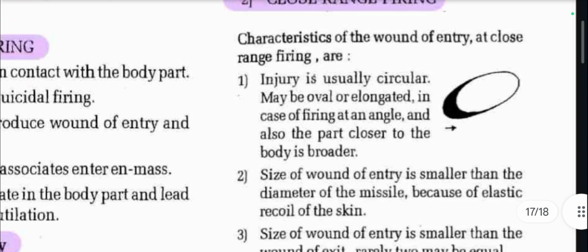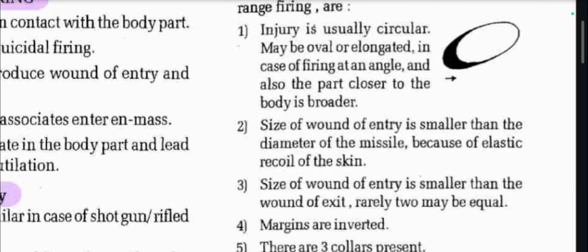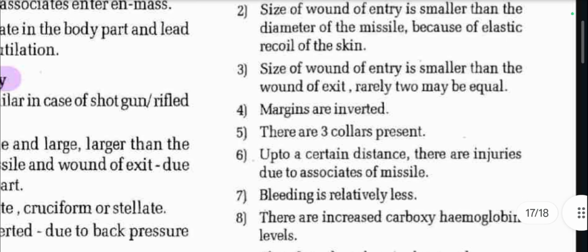Features. Injury is usually circular, may be oval or elongated in case of firing at an angle, and also the part closer to the body is broader. Size of wound of entry is smaller than the diameter of the missile because of elastic recoil of the skin. Size of wound of entry is smaller than the wound of exit, rarely the two may be equal. We all know because of recoil of skin. Margins are inverted. There are 3 collars.